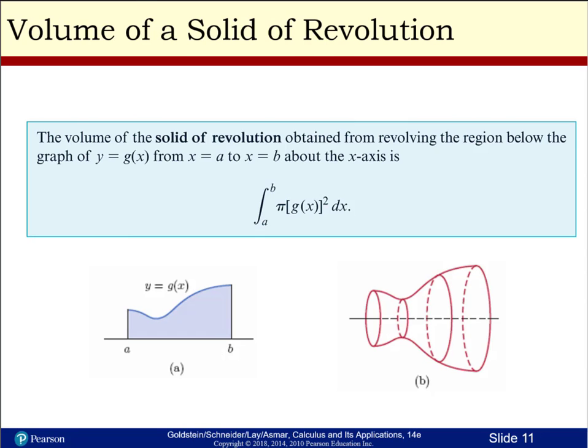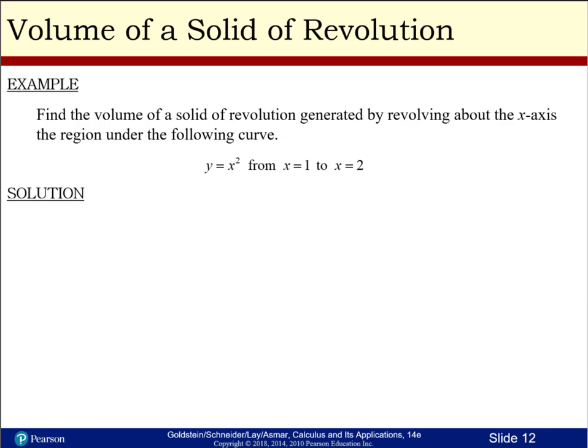Okay, so if we are going to find the volume of the solid of revolution, this is our last example, obtained from revolving the region below the graph of y equals g of x from A to B about the x-axis, we're going to say, and this is what we need to know, that it is the integral from A to B of pi times g of x squared dx. Now, we're just going to use that theorem that we were just given to plug it into this particular example.